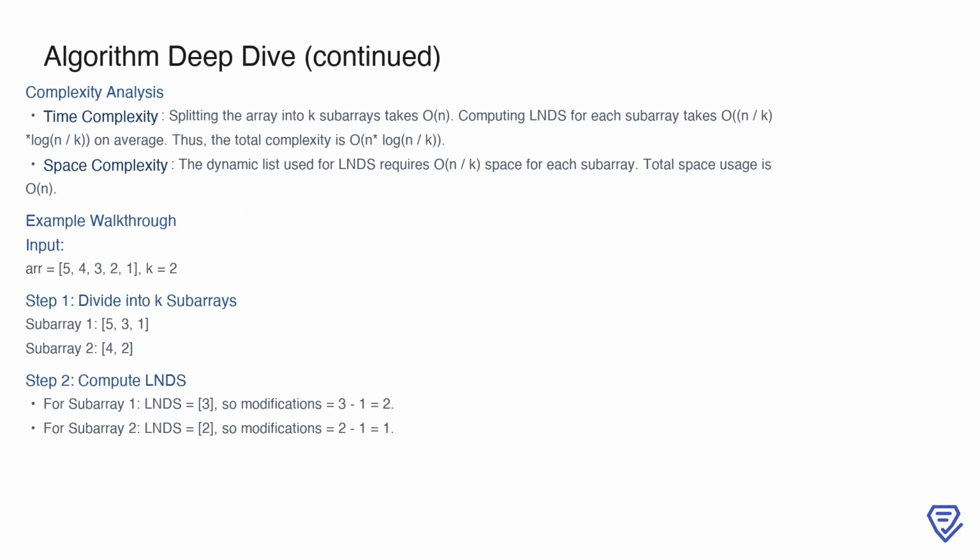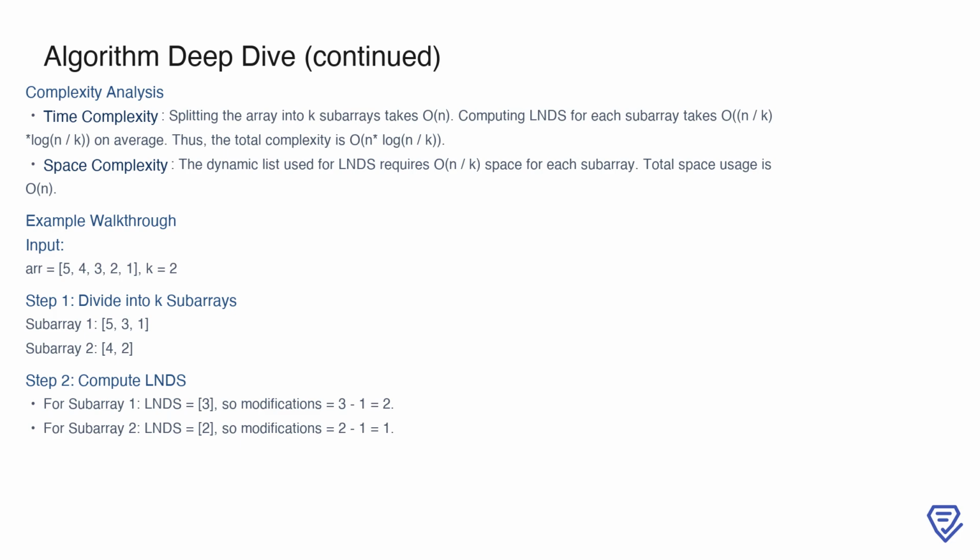Now, let's analyze the complexity of this approach. For time complexity, dividing the array into k subarrays takes n. Calculating the LNDS for each subarray is n/k log n/k, and since there are k subarrays, the total time complexity becomes n log n/k. For space complexity, the dynamic list used to compute the LNDS requires n/k space for each subarray, and since there are k subarrays, the total space usage is n.